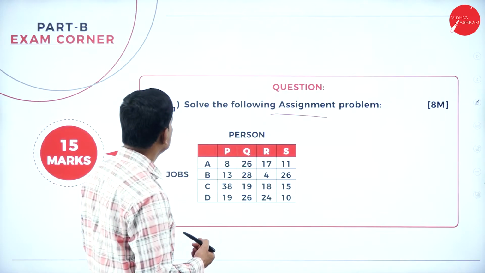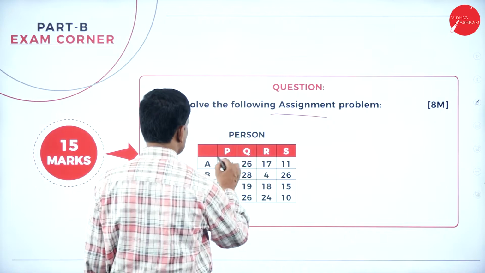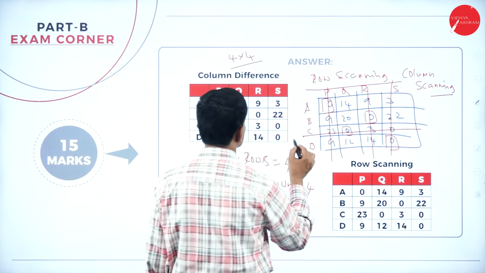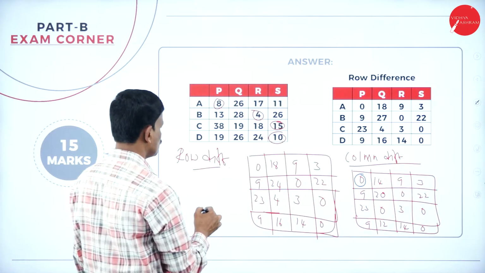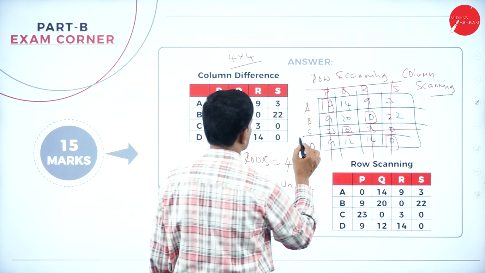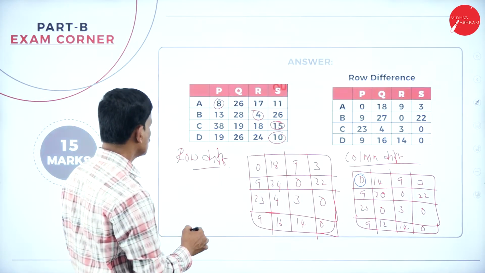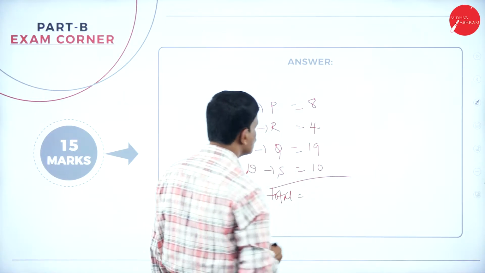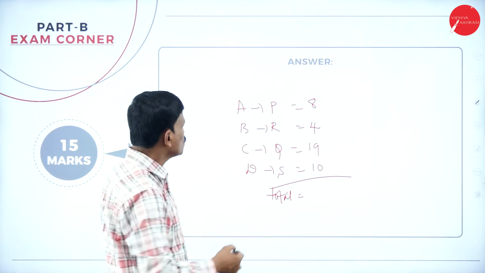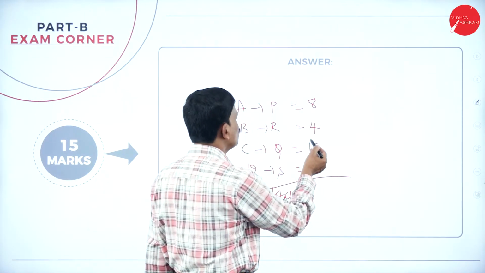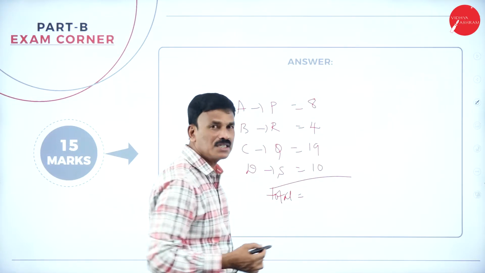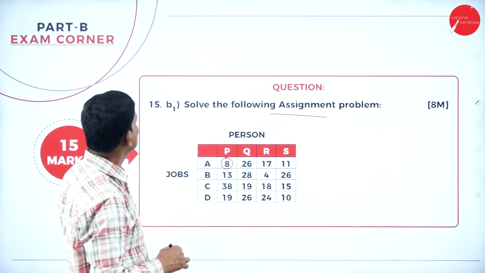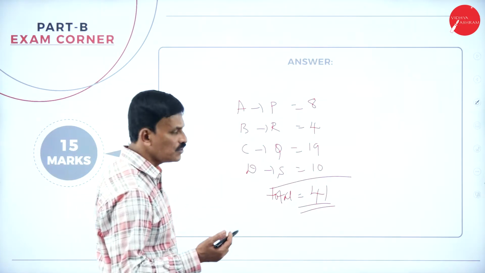Now just find out the values from the given problem. A to P is 8. Then B to R is 4. C to Q is 19. Then D to S is 10. So just add this total: 8 plus 4 plus 19 plus 10. 10 plus 19 is 29. 29 plus 4 is 33. 33 plus 8 is equal to 41. That's it. So the total cost is equal to 41. This is how we are going to solve this assignment problem.